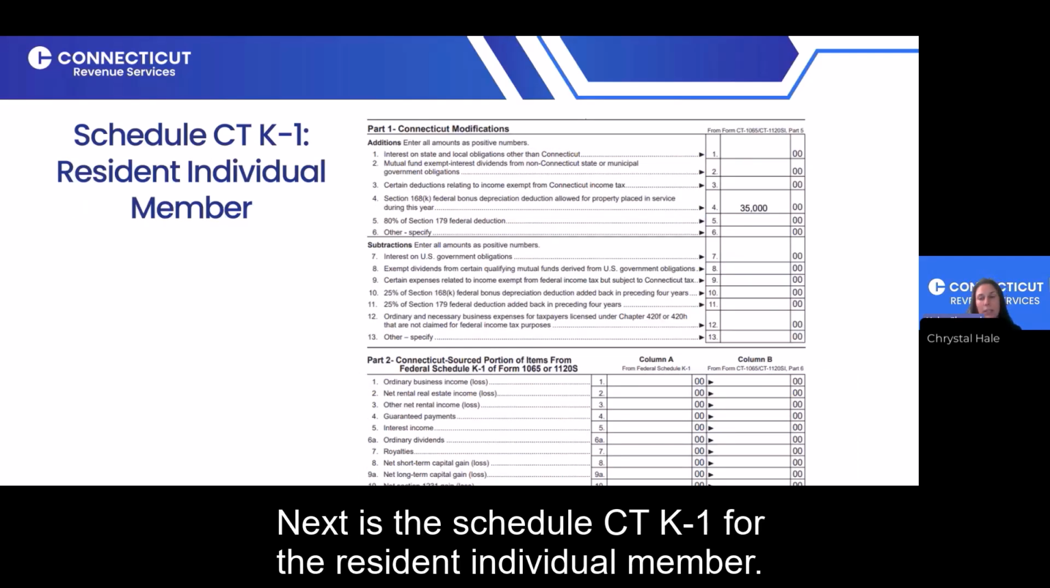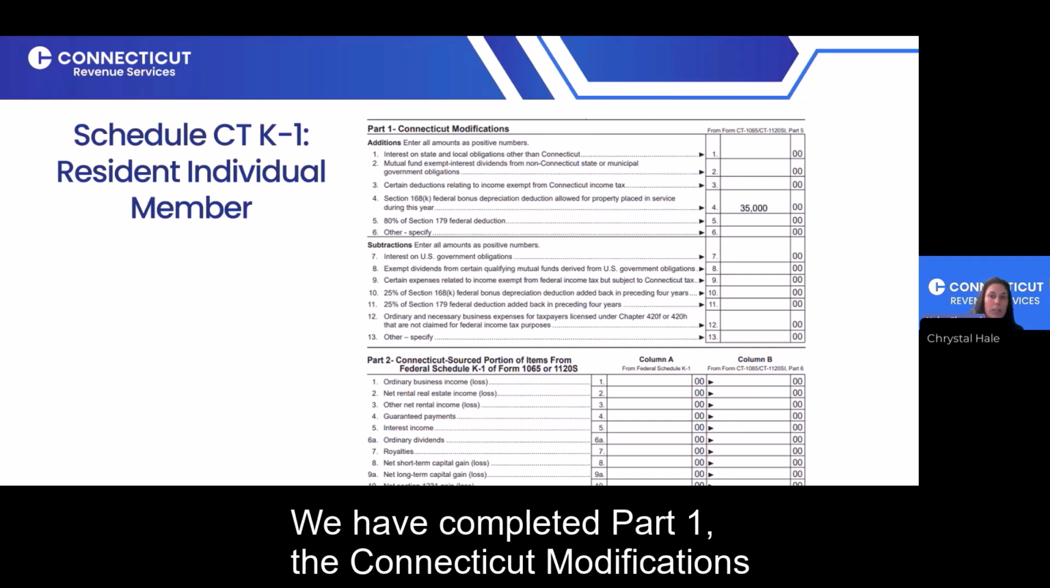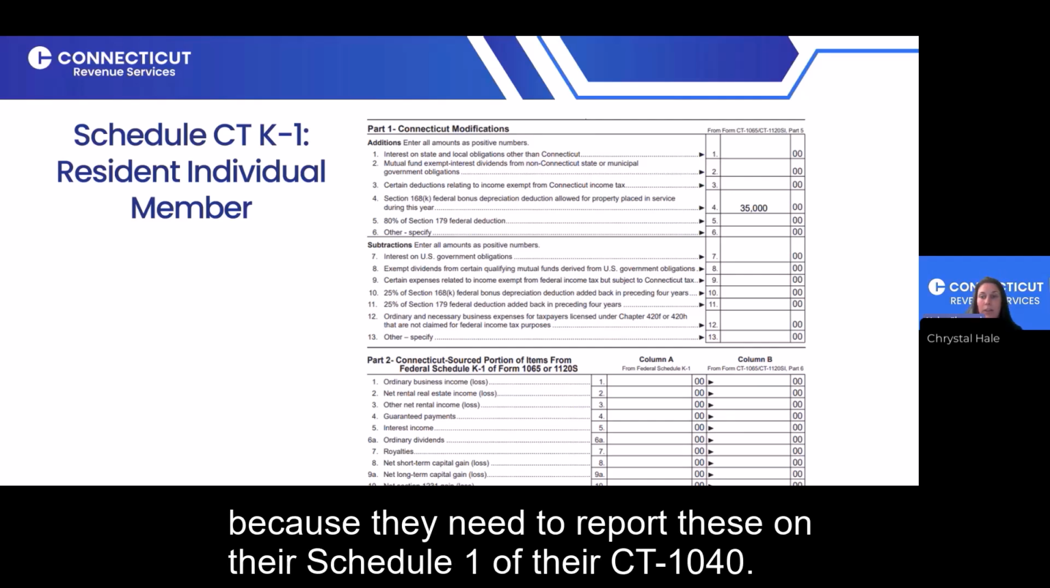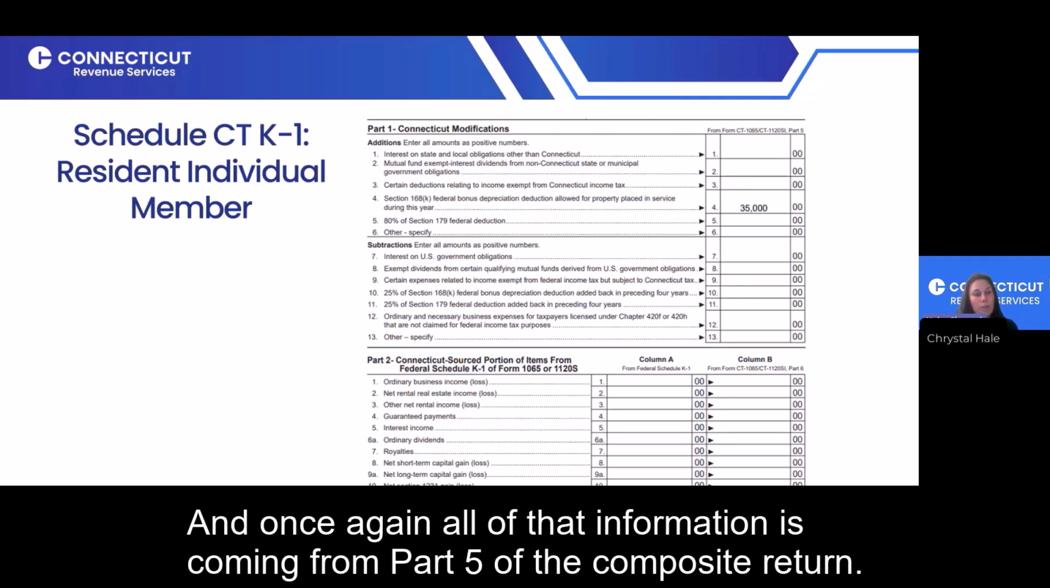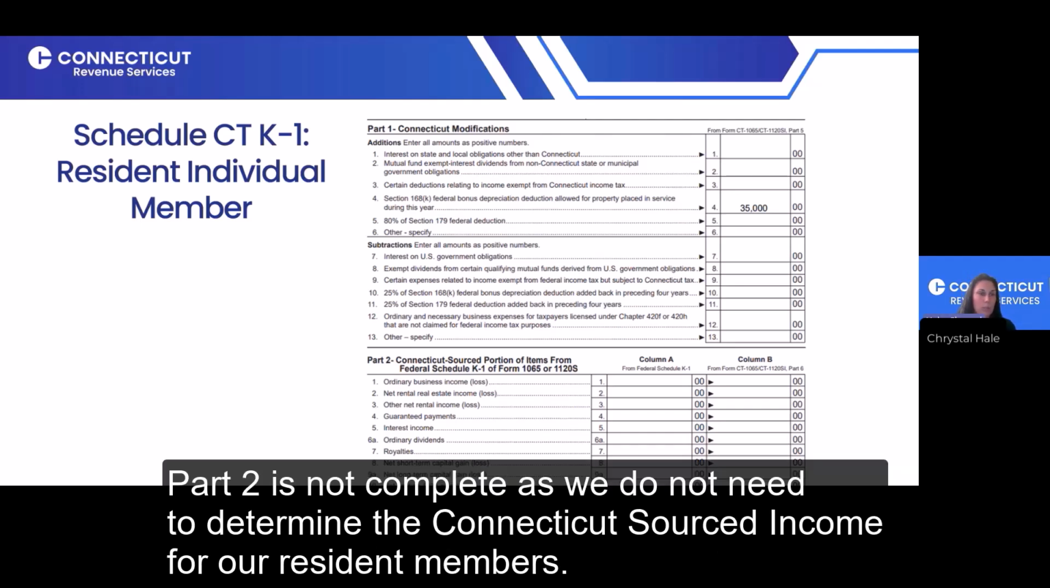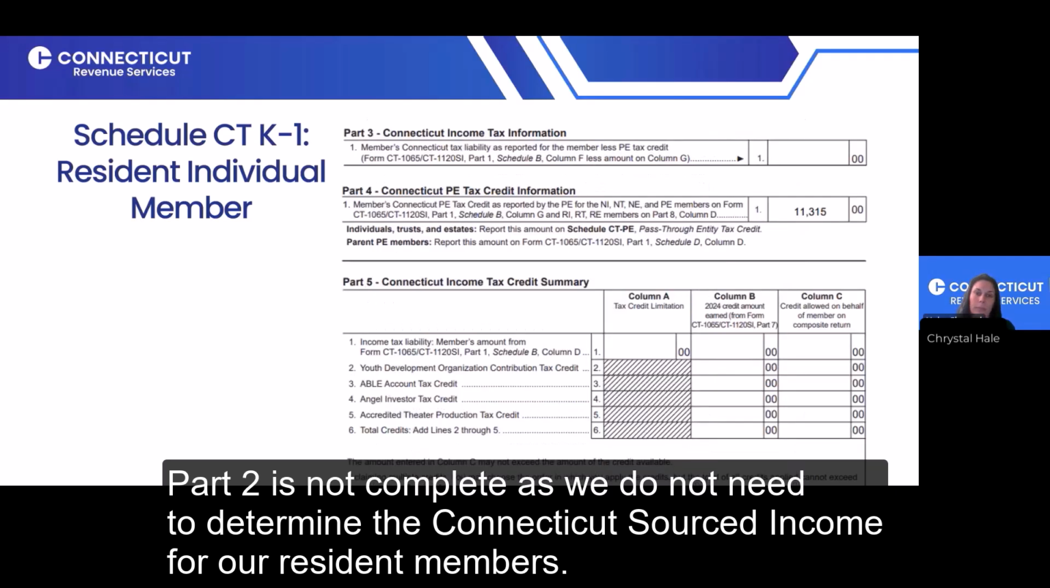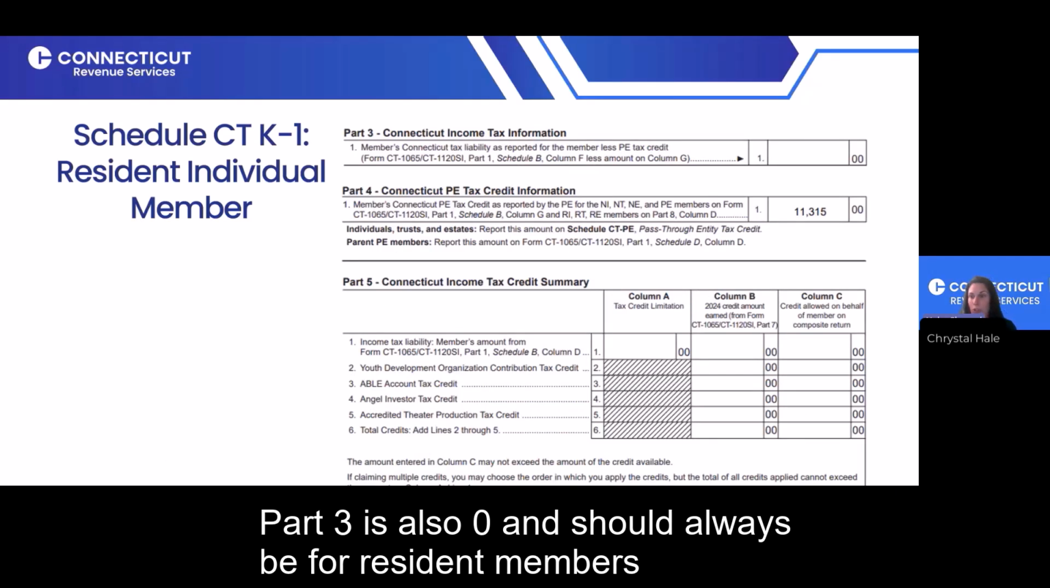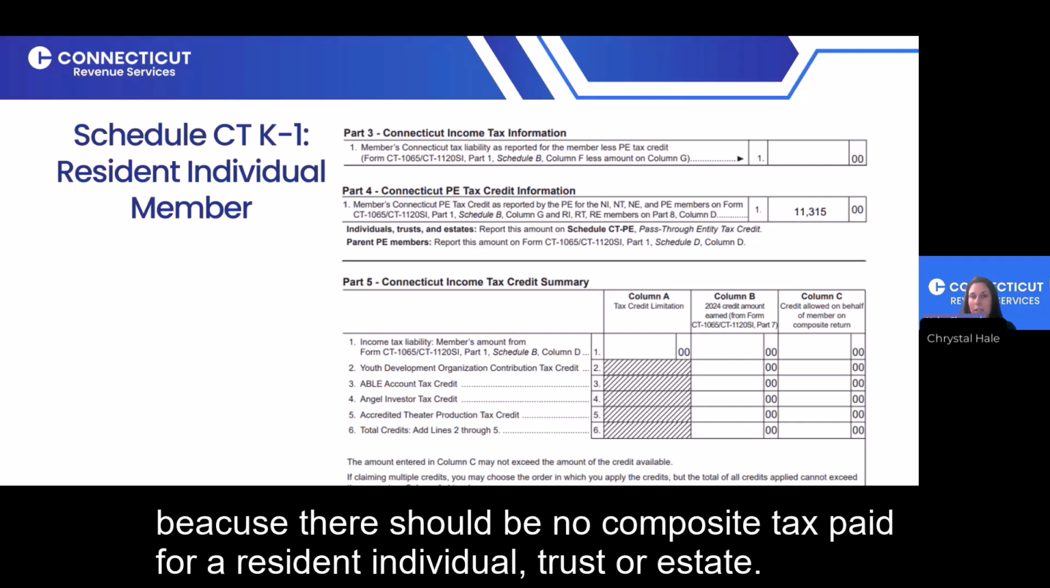Next is the Schedule CTK1 for the resident individual member. We have completed Part 1, the Connecticut modifications, because they need to report these on their Schedule 1 of their CT 1040. And once again, all of that information is coming from Part 5 of the composite return. Part 2 is not complete as we do not need to determine the Connecticut source income for our resident members. Part 3 is also 0 and should always be for resident members because there should be no composite tax paid for a resident individual trust or estate.